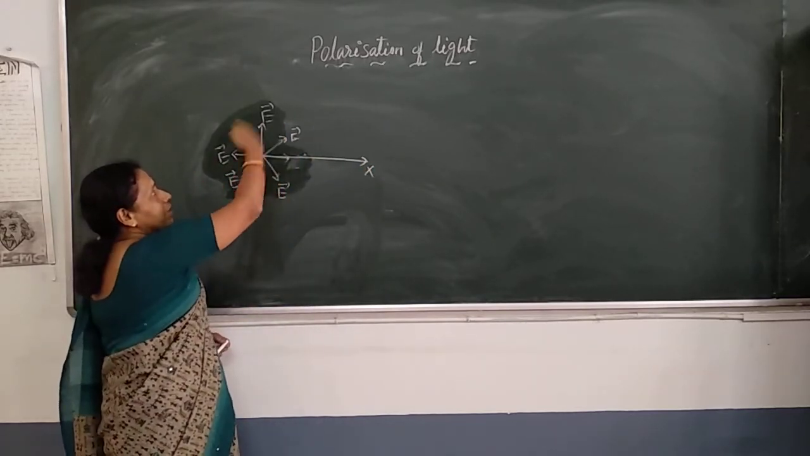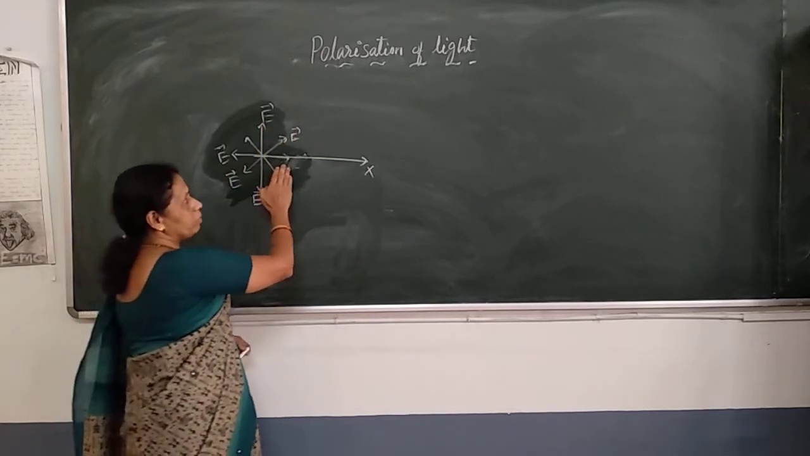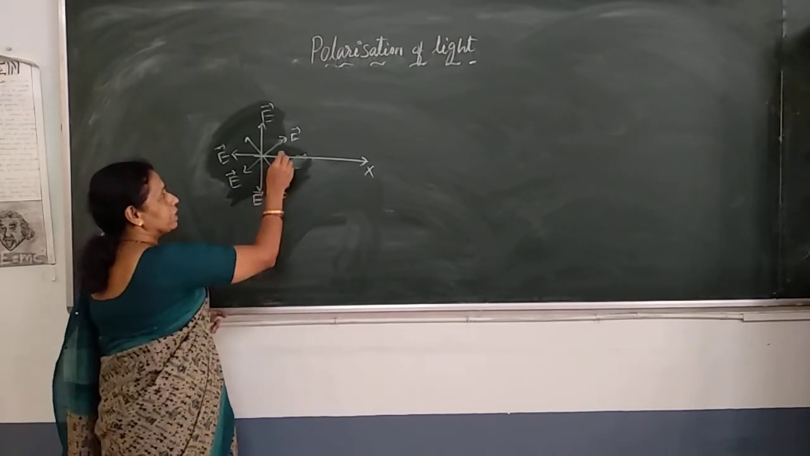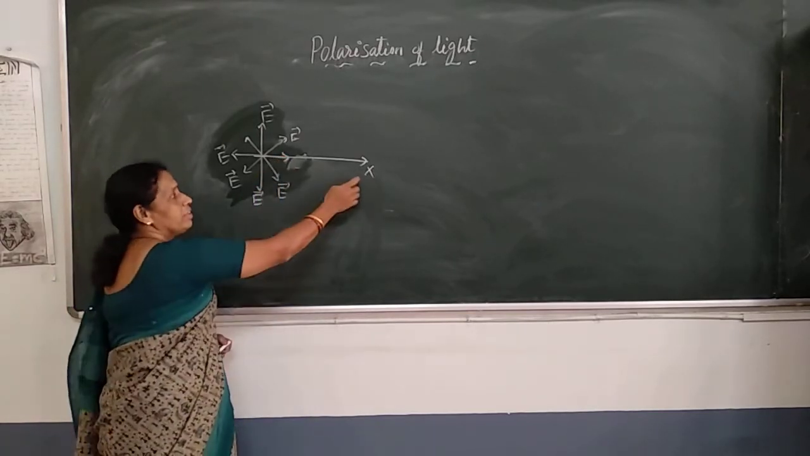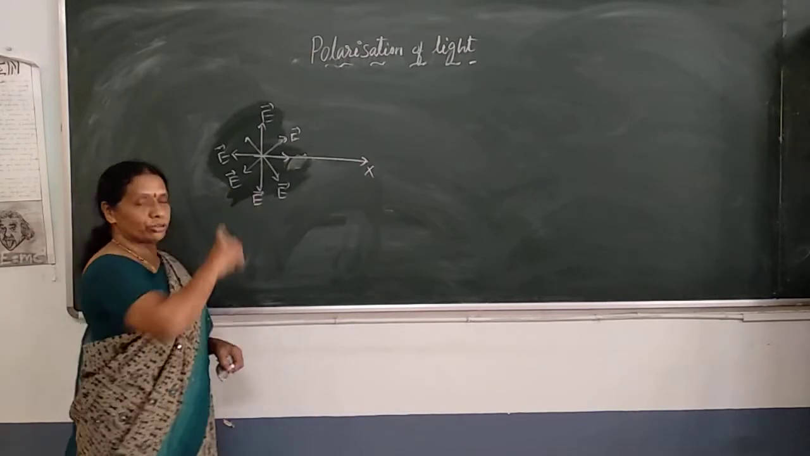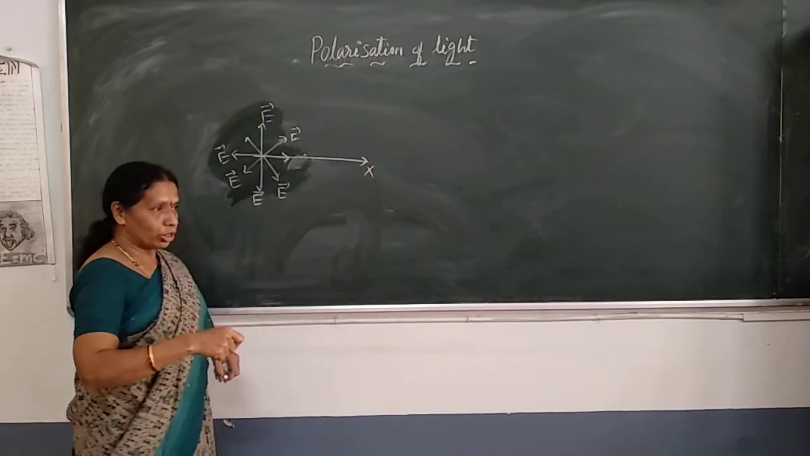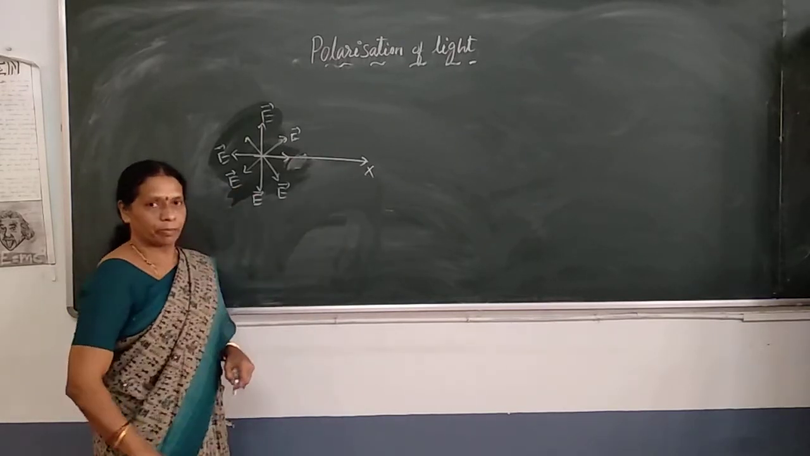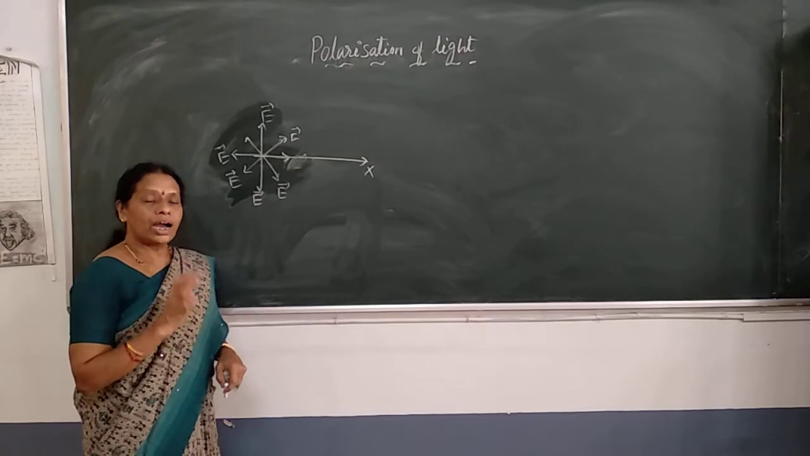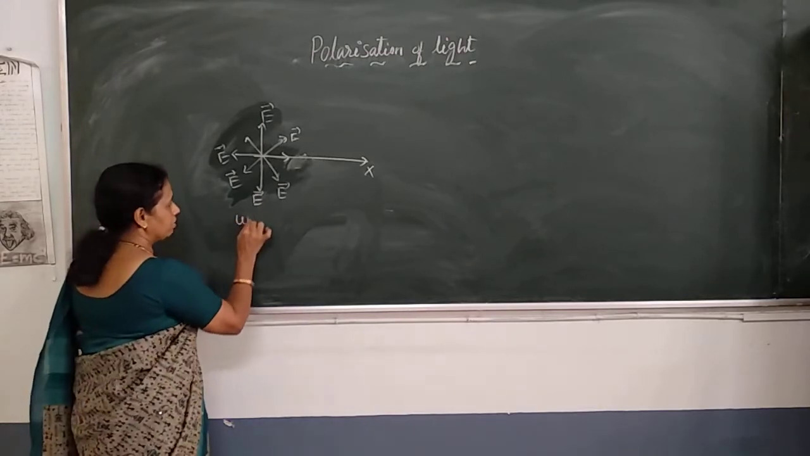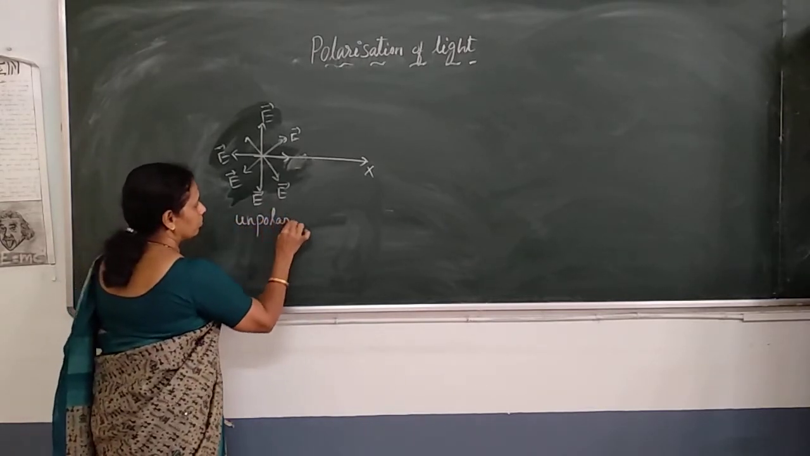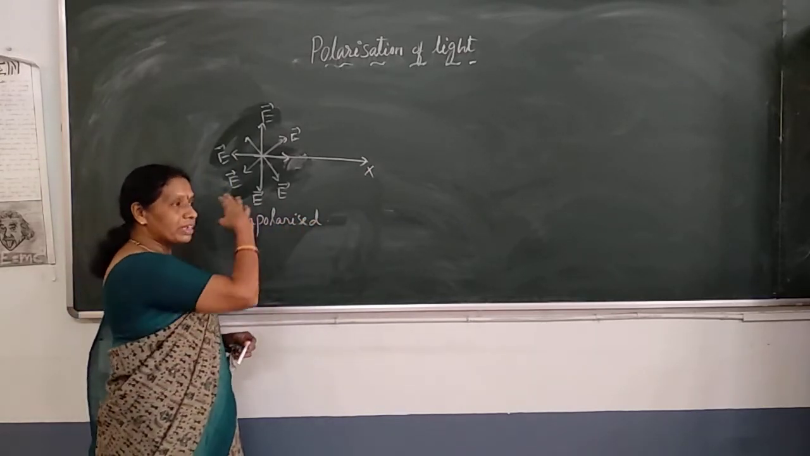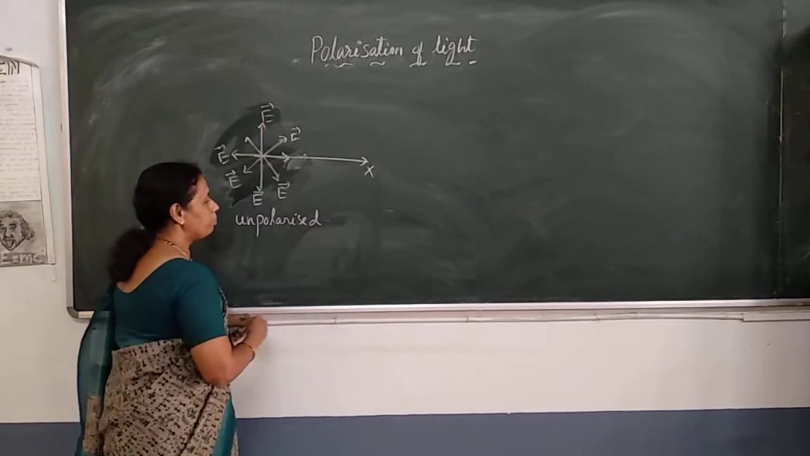So the electric vectors are randomly oriented with respect to the direction of propagation, and the distribution of electric vector is symmetric about this direction of propagation. In an ordinary source, the distribution of the vibrations of the electric vector is symmetric about the line of propagation. Such a light is called unpolarized light. This is the unpolarized one. Light having vibrations in all possible directions, the distribution is symmetric about the line of propagation. It is unpolarized light.